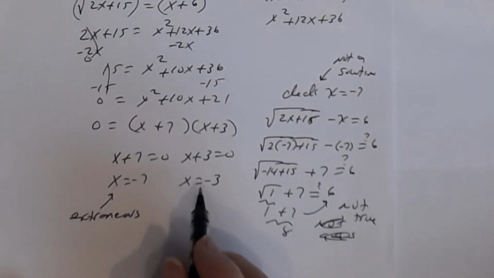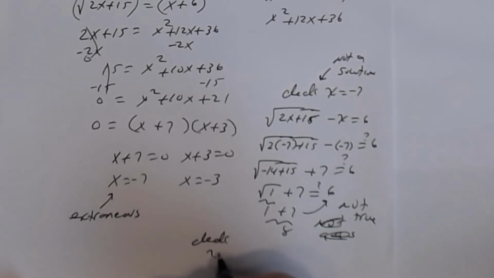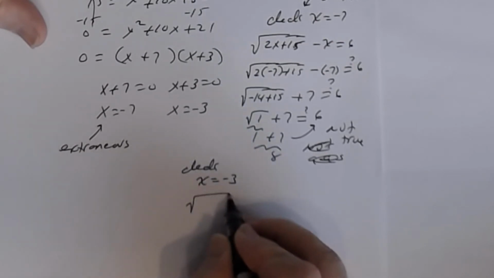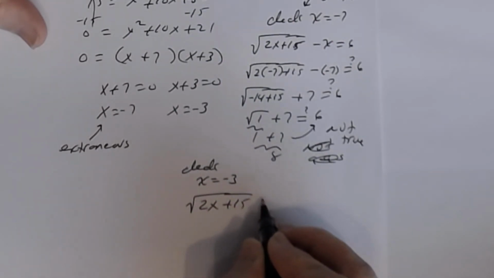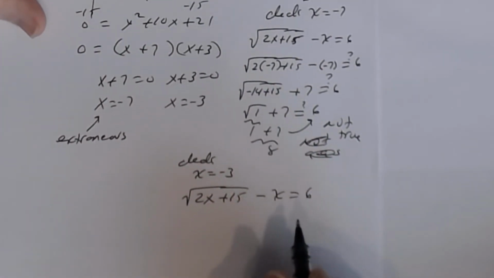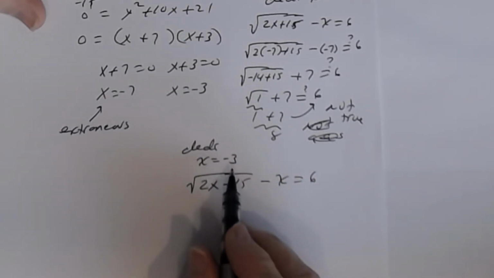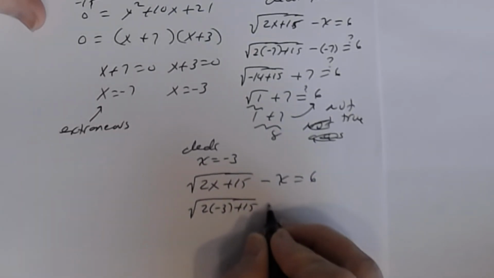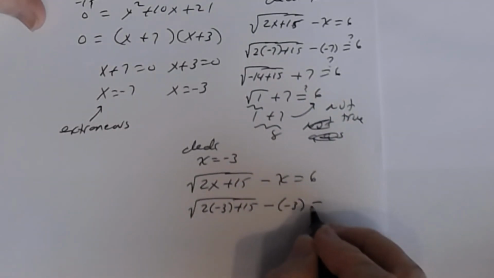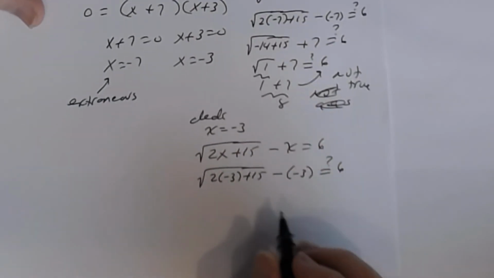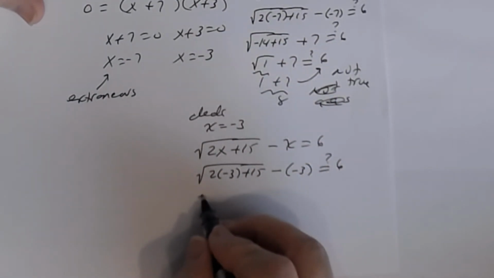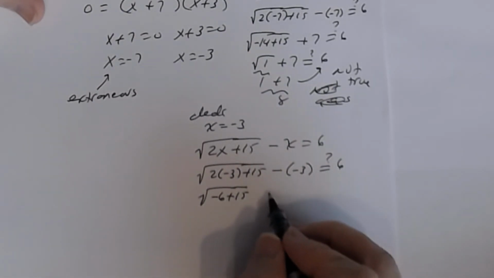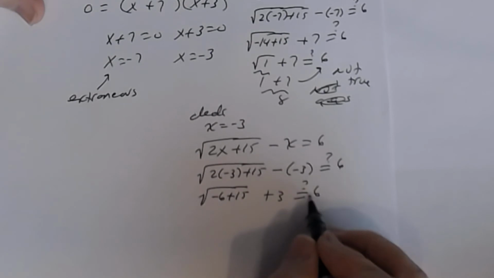Okay, now let's look at this one. So let's check x equal negative 3. So you go back to the original. So my original was the square root of 2x plus 15 minus x equals 6. So where I see the variable x, I'm going to substitute negative 3. So I get the square root of 2 times negative 3 plus 15, subtract a negative 3, and I want to see if that's going to equal 6. Well, 2 times a negative 3 is a negative 6, right? So I get the square root of negative 6 plus 15. Subtract a negative 3 means add 3, and I want to see if that's going to equal 6.